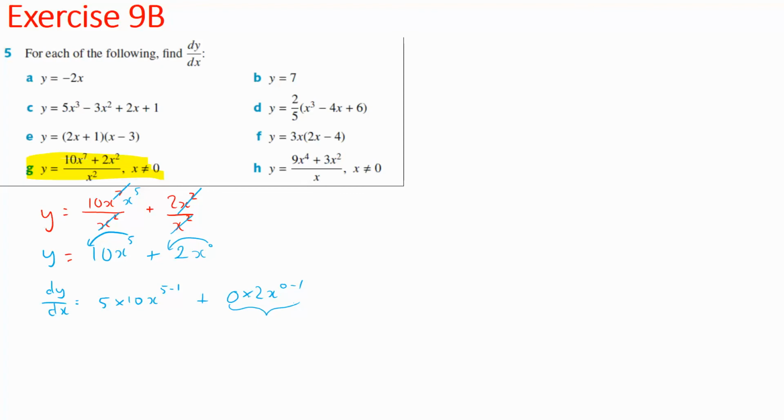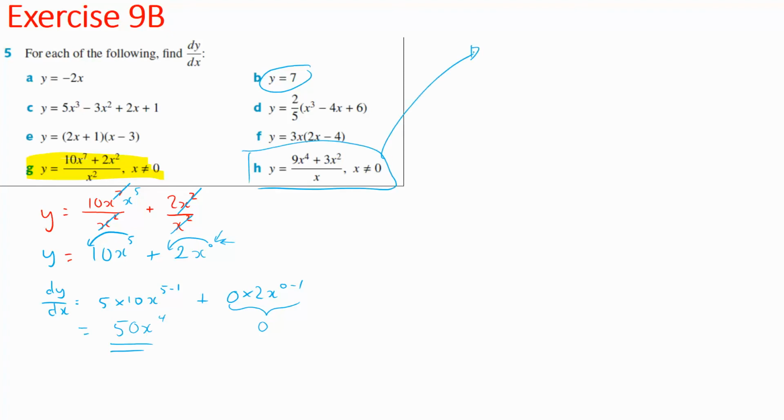But we know the derivative of any constant, any number, see that's a number, is going to be 0 because you always have that 0 power there. 0 times anything, 0. Whereas this one, that's just 50x to the power 4. Too easy. Okay?